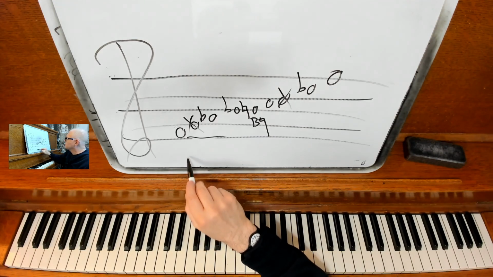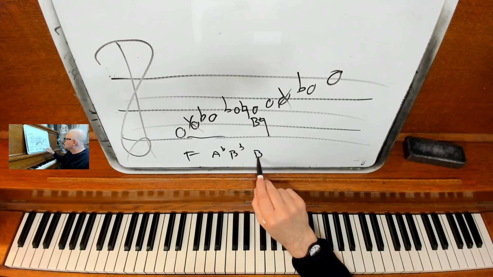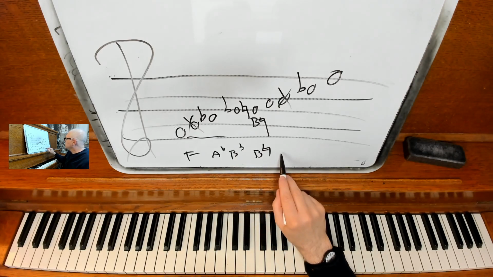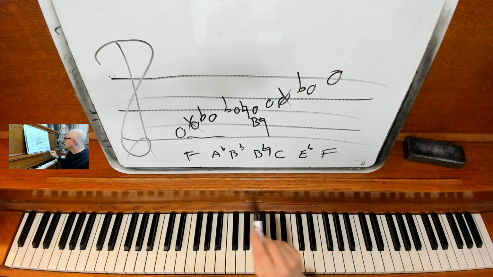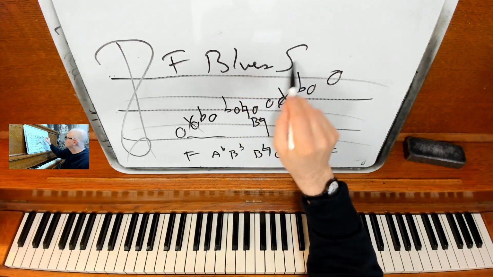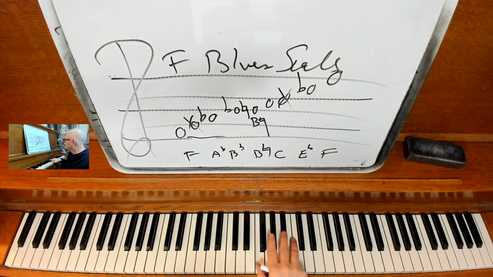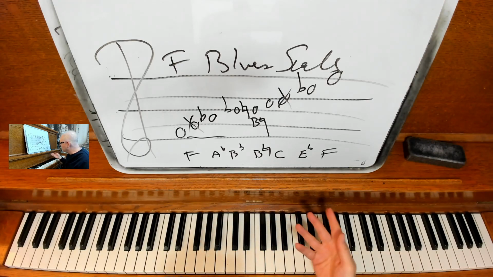So we'll just write out these notes: F, A flat, B natural, C, E flat, and F. So there's your F blues scale. Hooray! You know, you got to know that you got to have that sound in order to play jazz.